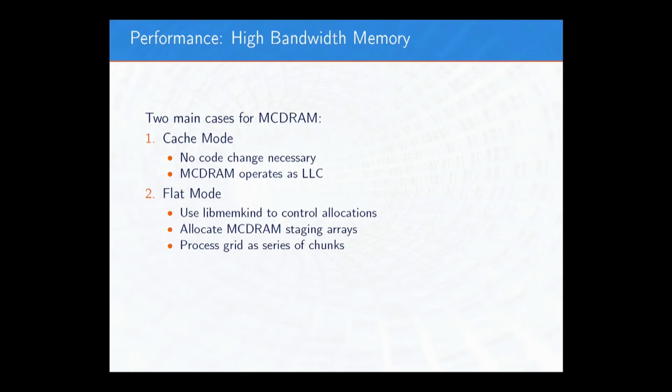In flat mode, you have to manually manage the MCDRAM. But what I found is, with finite difference kernels and other kinds of kernels, you end up keeping the kernel exactly the same, but how you call it is different. Since MCDRAM is limited, you will allocate some kind of staging array and feed in your grid chunk by chunk until you're done. I don't have a code slide for this because, again, the kernel doesn't change. But different parameters might apply in that situation.